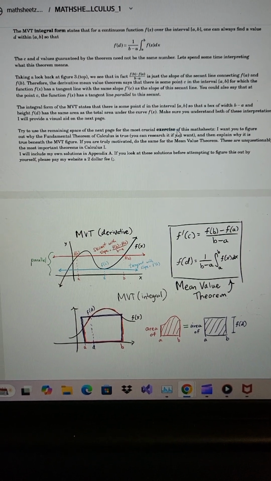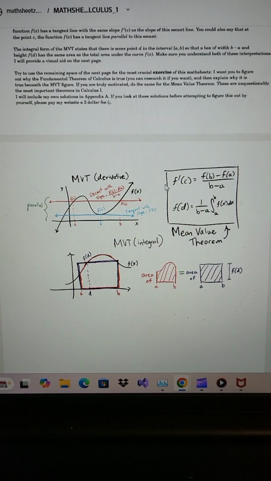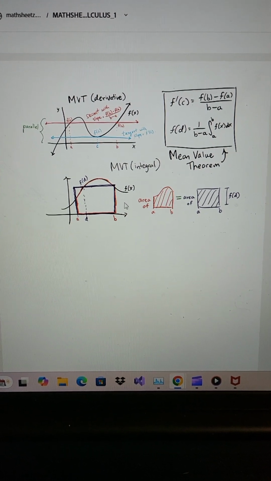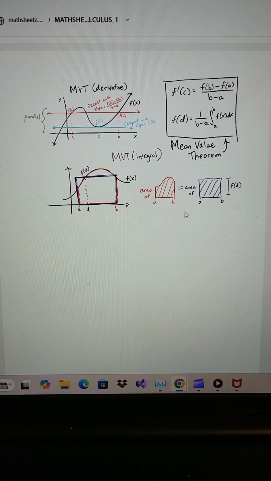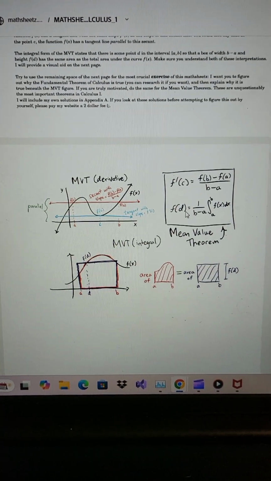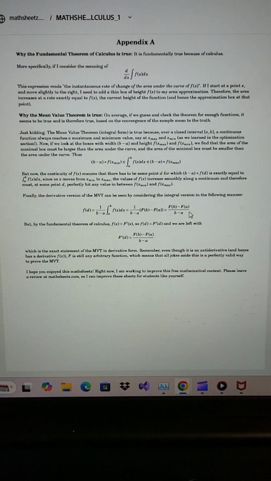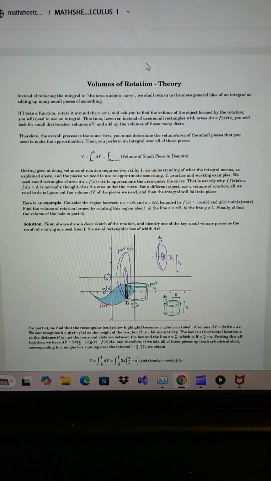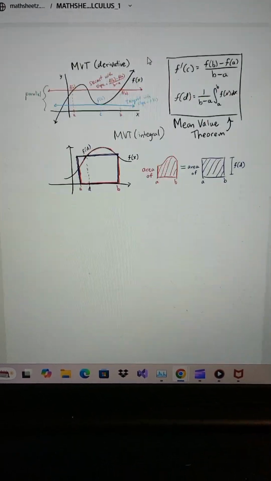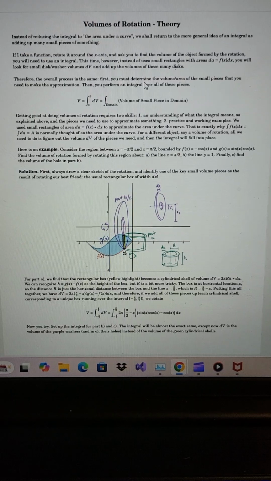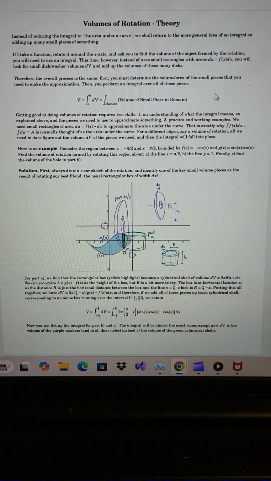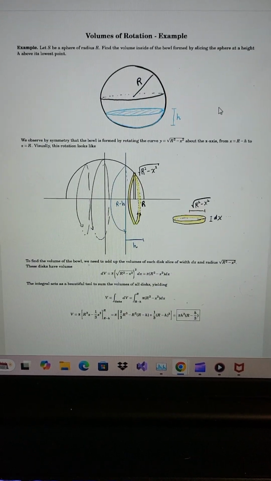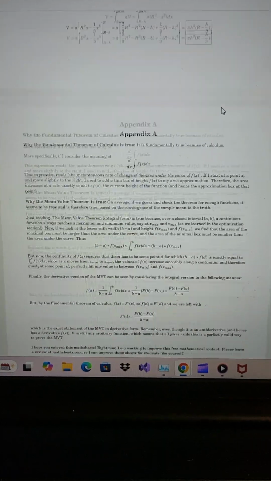This is a key exercise outlined for the reader, which is basically to figure out why the mean value theorem is true. And I have a picture explaining the statement of the mean value theorem, and then I ask you to try and figure out why it's true. And then at the end of the appendix, I give some explanations as to why it's true. But don't look at the appendix until you try to solve the problem. Okay. And then I have some discussion of volumes of rotation, which is another key misunderstanding point in first year calculus students. And then I have a full worked example of volumes of rotation.